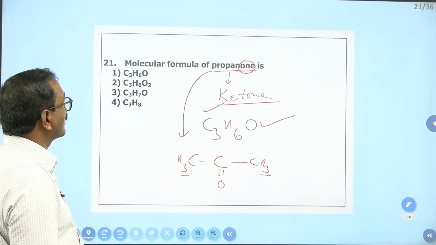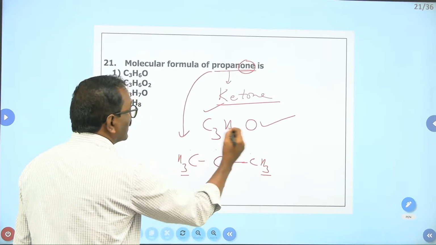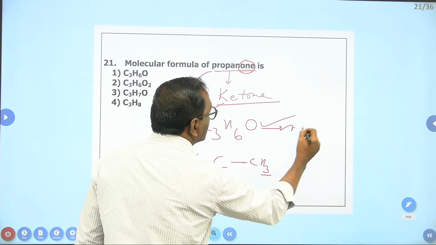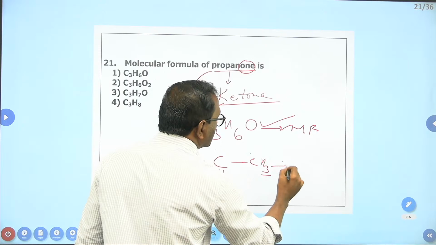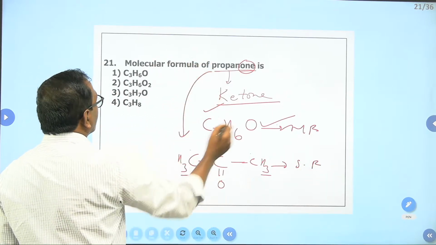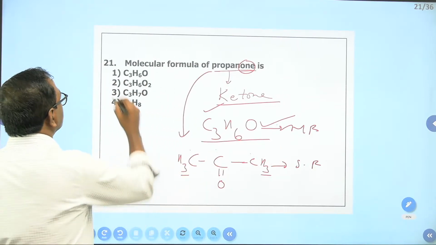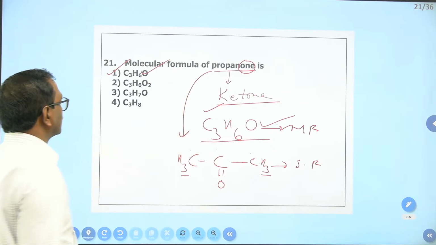Then what is the molecular formula of propanone? C3H6O. This is the structural formula. This is the molecular formula. This is the structural formula. So the question is the molecular formula. Hence you select this one here. Where is it? It is there in the first option.